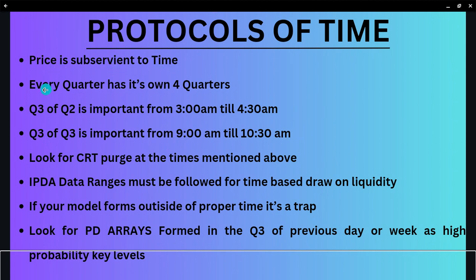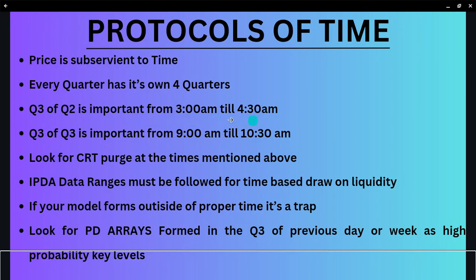Every quarter has its own 4 quarters. Okay, so like I said, from 6 to 12 is the third quarter. In that third quarter we have 4 different quarters. Let's suppose Q3 of Q2, which I mentioned in my previous slides, is important, which is from 3 a.m.